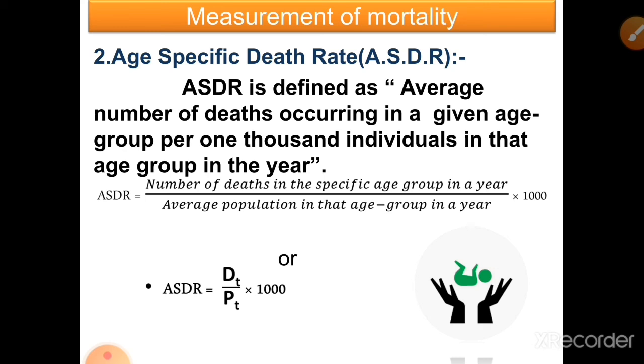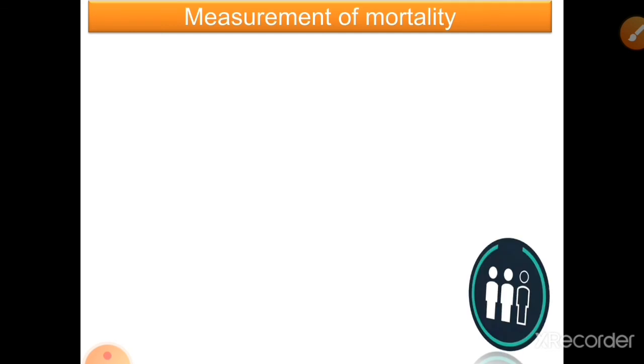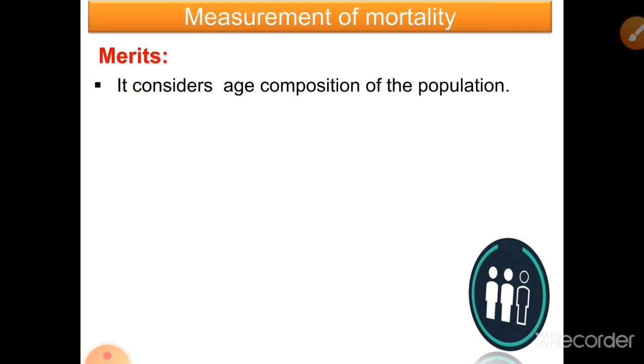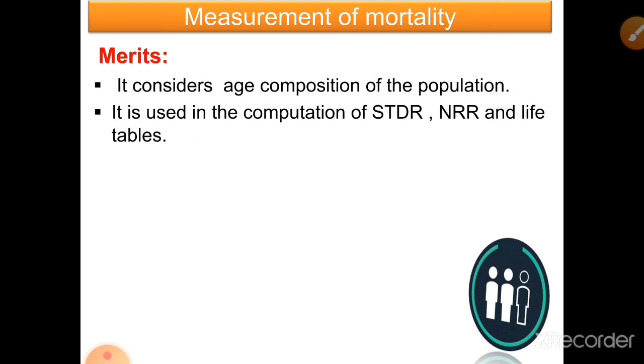Using ASDR, we can find out the death rate of any age group. ASDR is the same as ASFR. You already know how to calculate ASFR. Just in ASFR we are considering the birth rate, but in ASDR we are considering the death rate. So what are the merits of ASDR? The first merit is it considers the age composition of the population. The second merit is it is used in the computation of STDR, NRR and life tables.